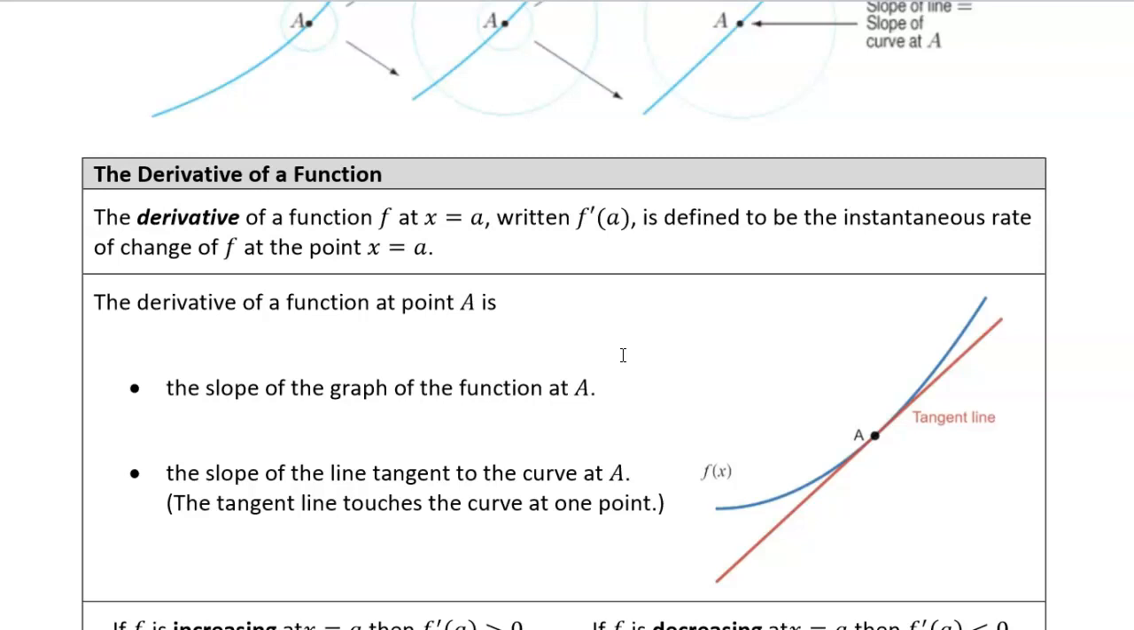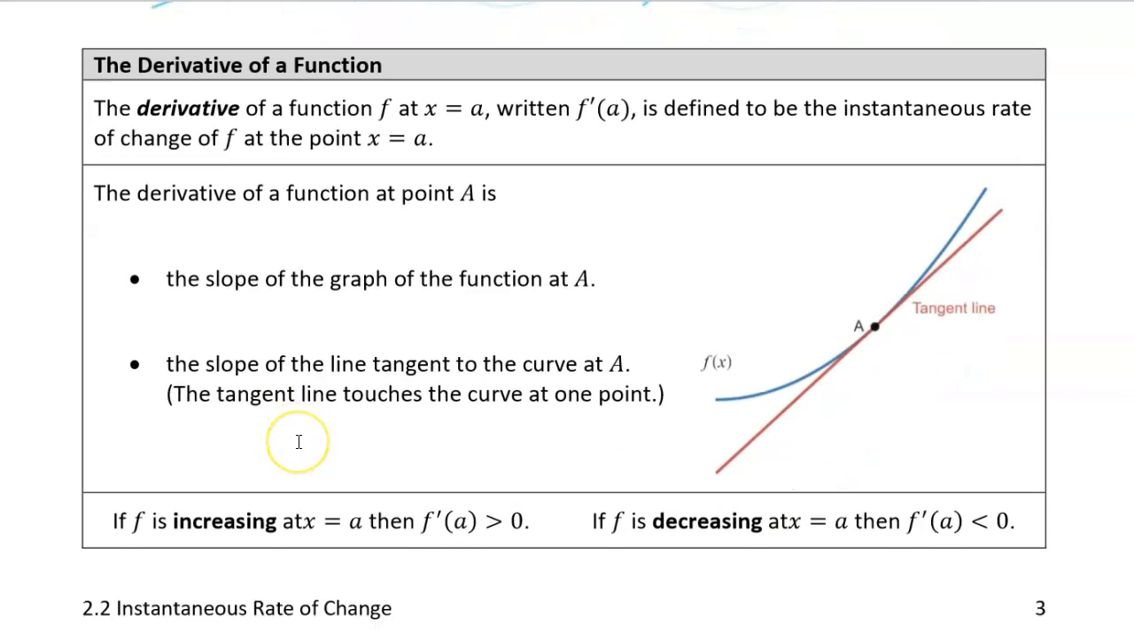So the derivative of a function at a point A, we write it as f prime, where the little prime symbol indicates that it's a derivative. f prime of a is defined to be the instantaneous rate of change of the function at point a. It's the slope of the graph at that point, and it's also the slope of the tangent line to the curve at that point, right? The tangent line touches the curve at a single point.